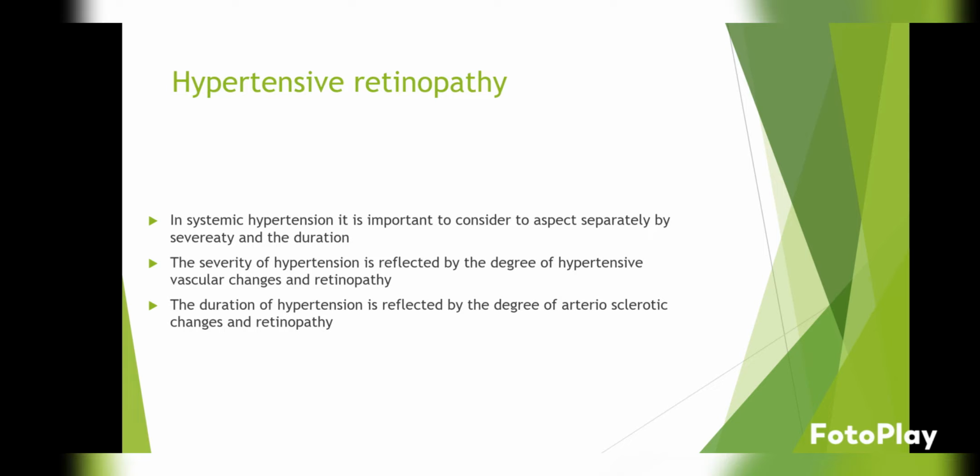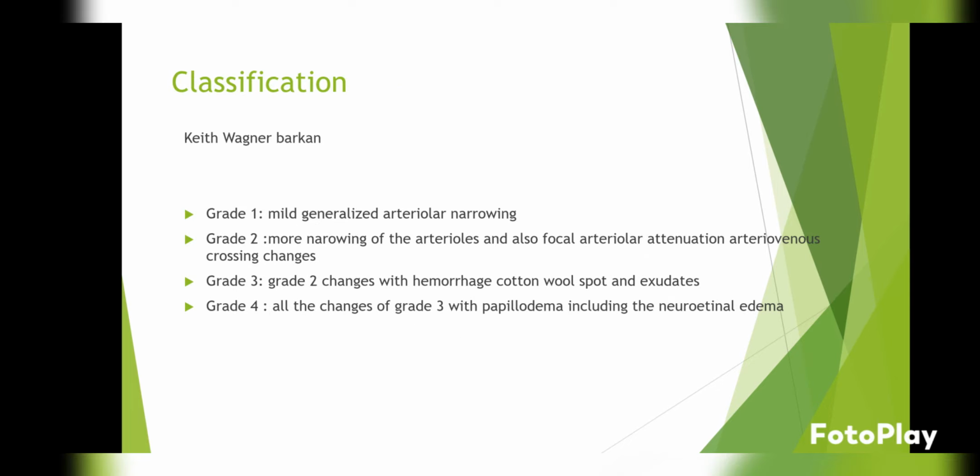Classification. There are two types of classification. First is Keith-Wagener-Barker classification. Grade 1 shows mild generalized arteriolar narrowing. Grade 2 includes more narrowing of the arterioles and also focal arteriolar attenuations and arteriovenous crossing changes. Grade 3: grade 2 changes with hemorrhage, cotton wool spots and exudates. Grade 4: all the changes of grade 3 with papilledema, including neuroretinal edema.